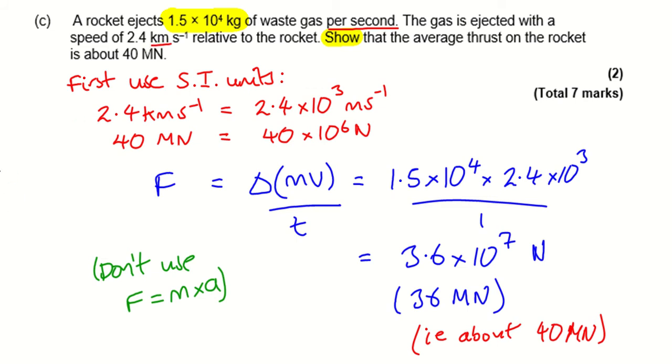Okay, so I've done this, and what I've said is, right, here we go then. First of all, let's just be consistent with our units. Instead of putting kilometers per second, I'll do meters per second, so instead of 2.4, it's 2.4 times 10 to the third, and the meganewtons is 40 times 10 to the sixth, just in case that's going to matter.